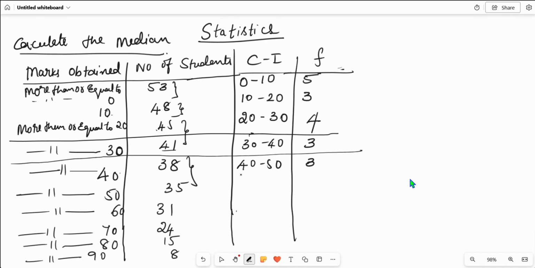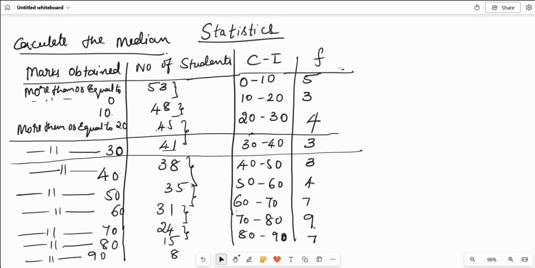Okay. Then 50 to 60. So the difference will be 4. Then 60 to 70. Difference is 7. Then 70 to 80. Then 80 to 90. 7. Okay, more than 90 means whatever it will come. So if you have to take it as 90 to 100, because all 10 we are taking, no? So take it as 90 to 100, it is 8.